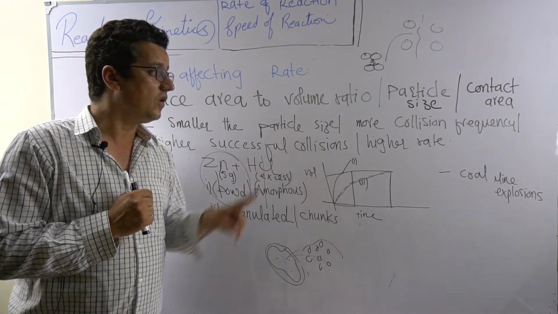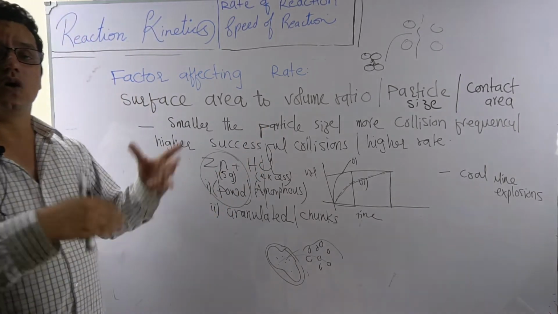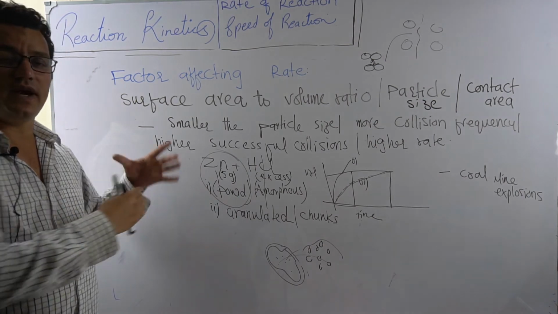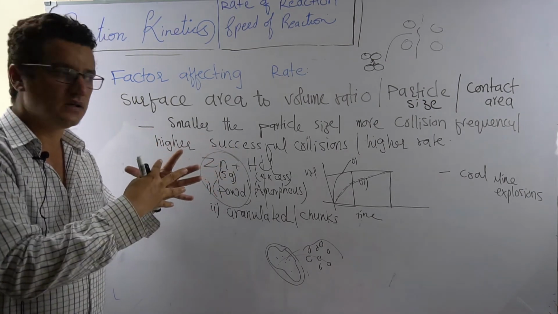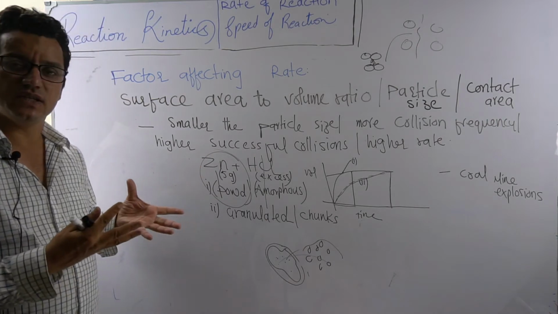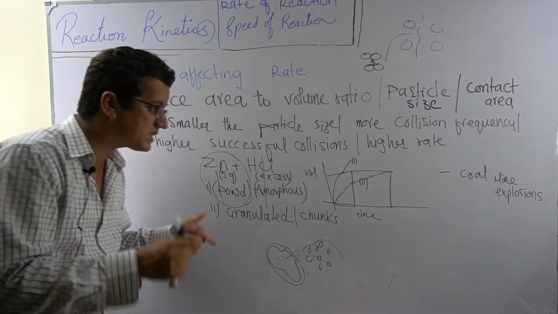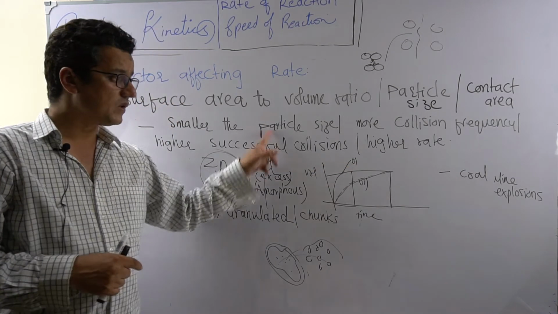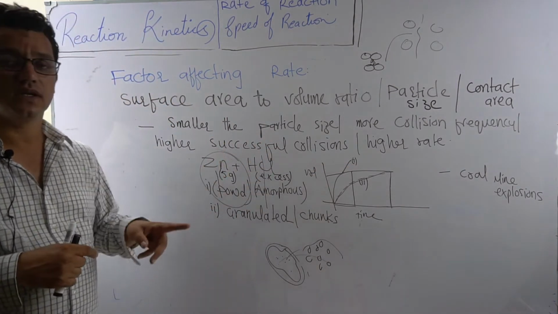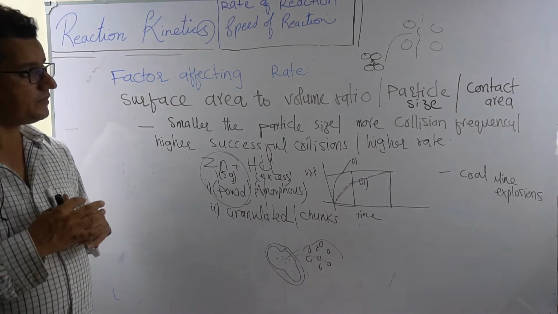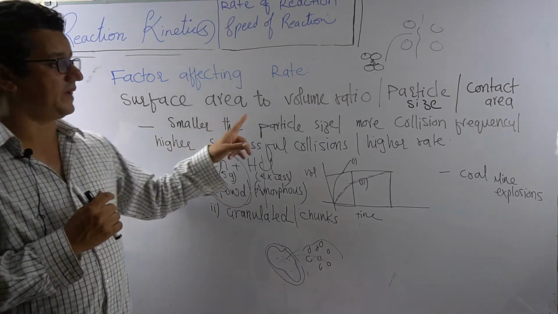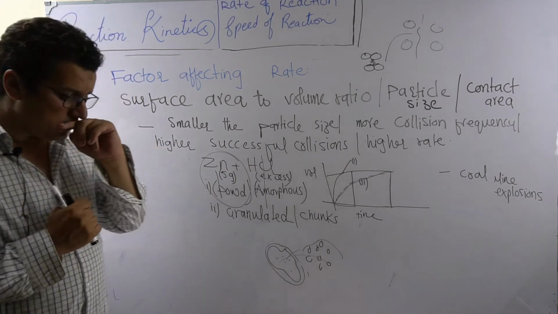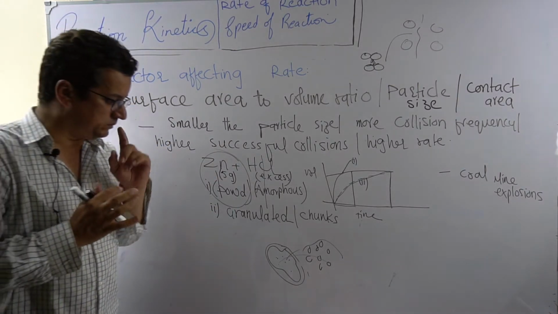Surface area to volume ratio, particle size, contact area. The smaller the particle size, more particles exposed at once, higher frequency of collision, and then higher successful, fruitful collisions, and higher rate. You at least need to write these terms to show the factor affecting rate of the reaction. Which one is it? The particle size.